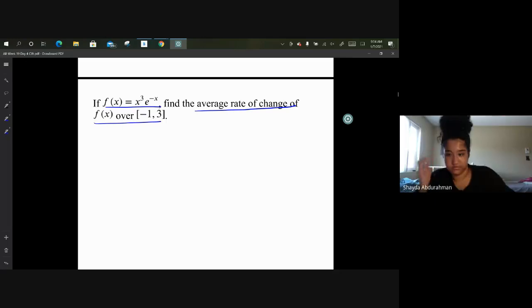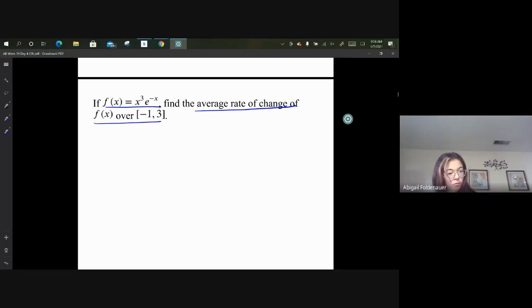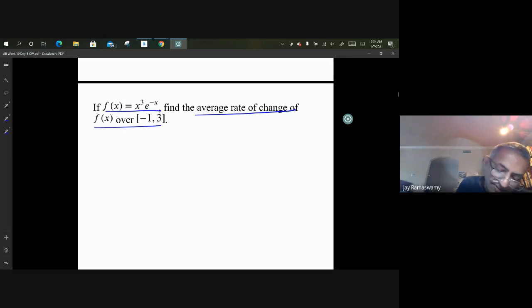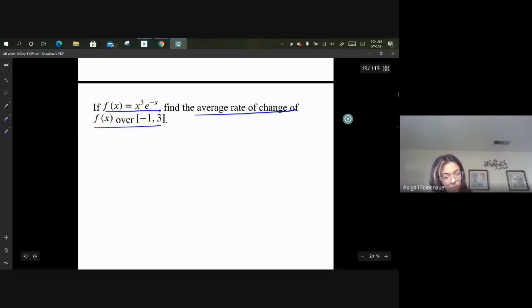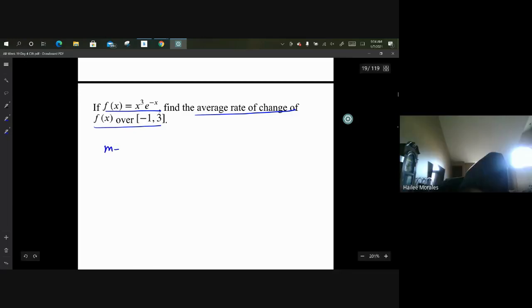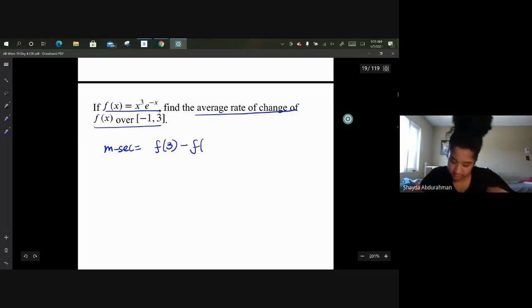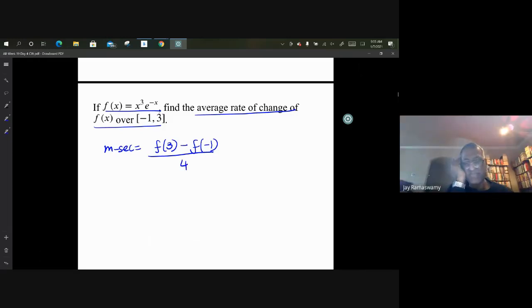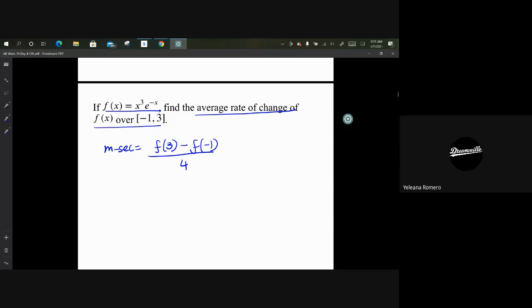Okay, Vasquez, are you there? Okay, forget it. Oh, you're there now, finally. Okay, Vasquez, if you interpret the problem exactly the way it's written, tell me what to write. The average rate of change. So wouldn't it be m-sec equals f of 3 minus f of -1 over 4? Okay, everybody, is there a mismatch? No. So it's just stupidly simple.